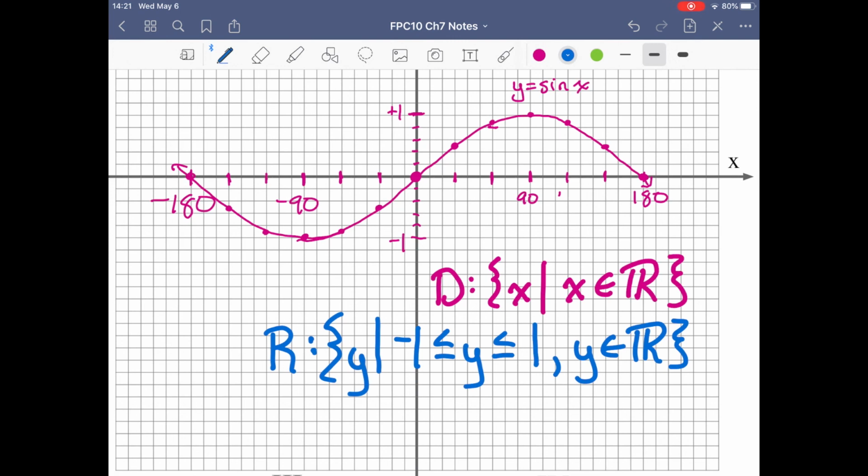Remember, the point of this is not to understand the trig function so much, but it's to be able to take a function, put in some values, make a table of values, and graph it. Then you should be able to identify the domain and the range.